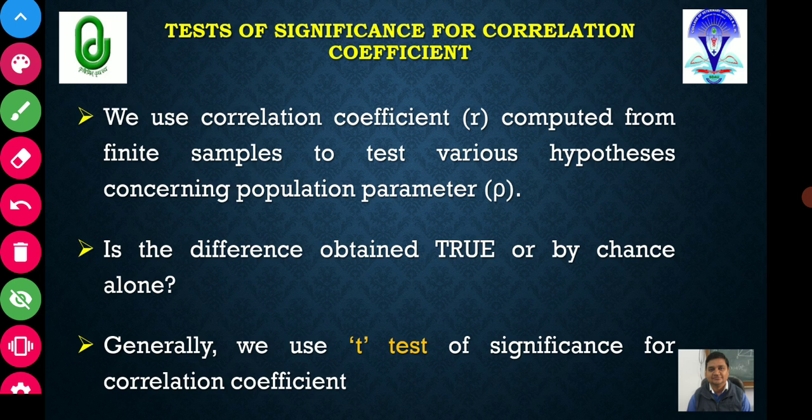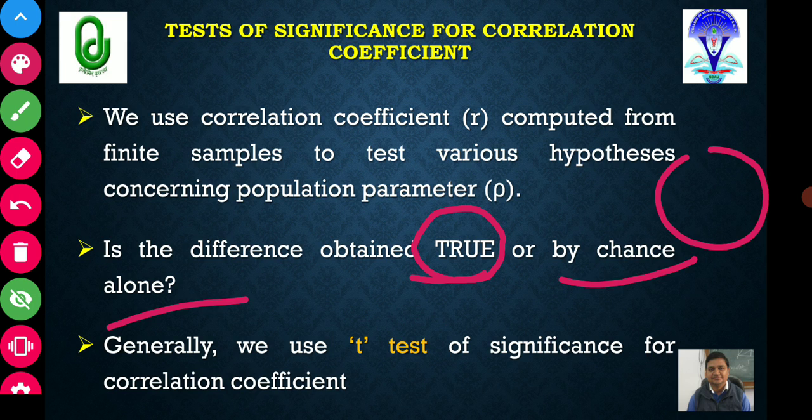Suppose there is a difference, R is not equal to rho. That means the sample correlation coefficient is not equal to the population correlation coefficient. So is the difference obtained true or is it by chance? That also you have to determine: whether this difference is significant, a true difference, or simply by chance because you have taken a wrong sample. Suppose you have taken a wrong sample. Suppose there is a heap of potatoes.